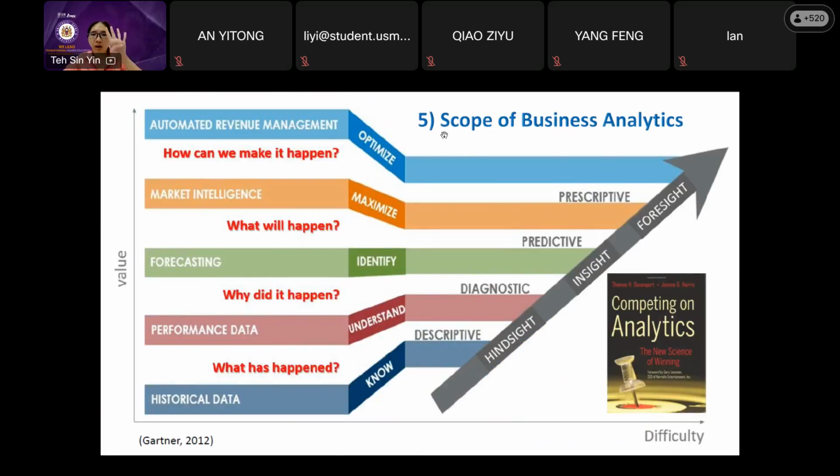4 types of data analytics you must know. Every business analytics student must know 4 types of business analytics. The first type, we call it descriptive analytics. As we can see from the term, descriptive means describe. So we describe what has happened based on the historical data.